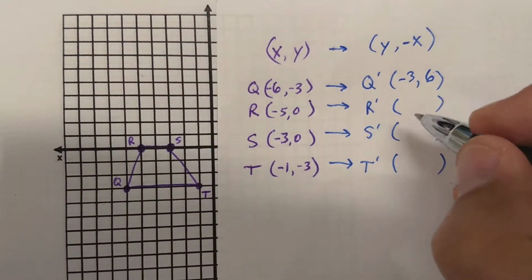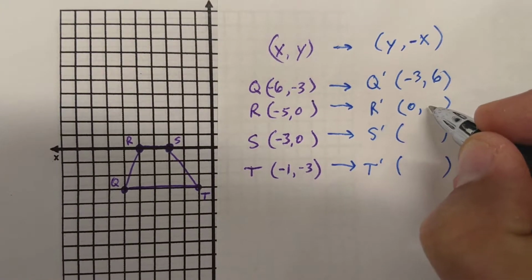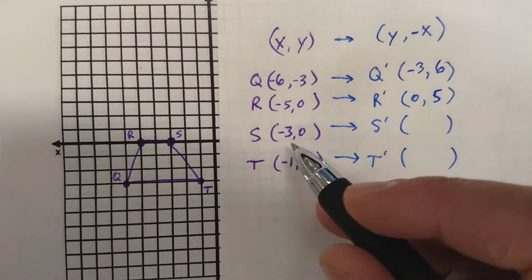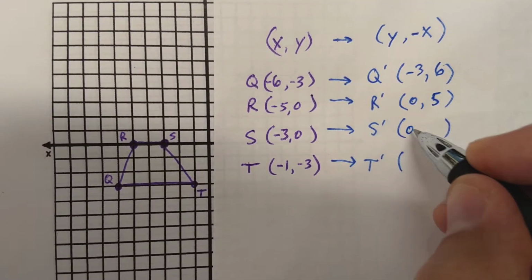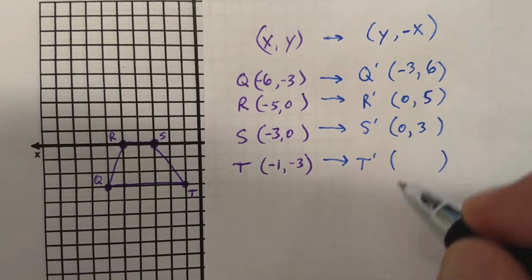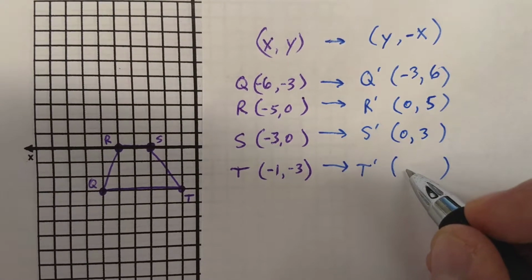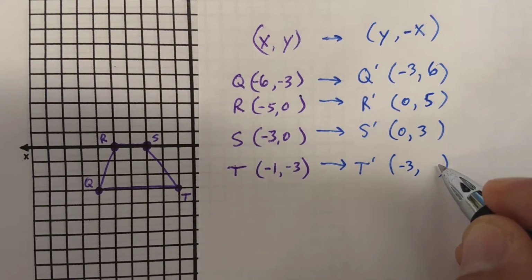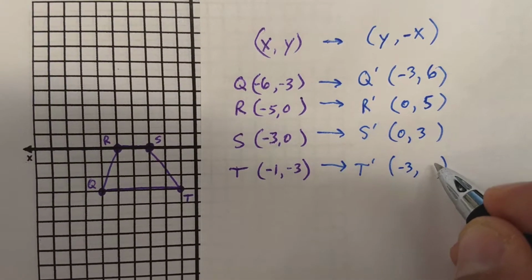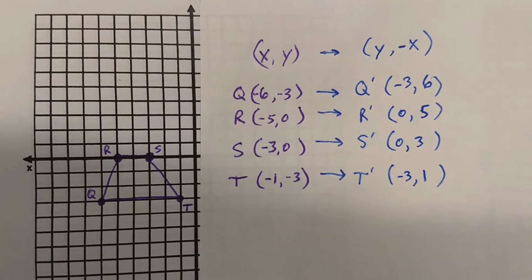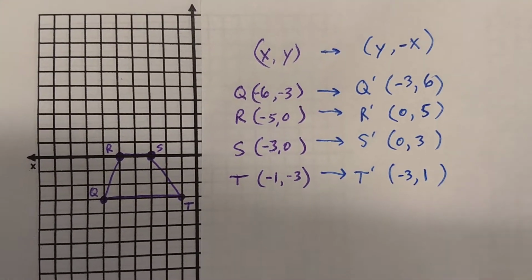R, if we flip them around, the 0 comes first, the -5 comes second, but it becomes positive. S prime, the 0 comes first, the -3 comes second, but it becomes positive. And T prime, the -3 comes first, the -1 comes second, and it becomes positive. So those should be the coordinates of my new prime image.